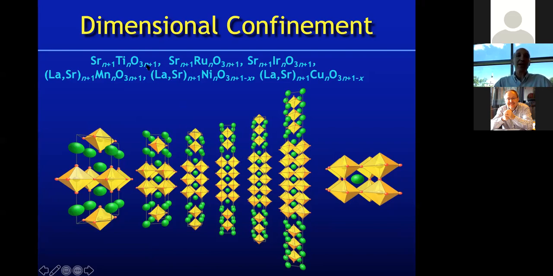And in many systems, drastic changes in properties occur. So an interesting system are the ruthenates. So over here, a ferromagnetic metal. And when you get over here to strontium-2-ruthenium-04, it's a superconductor. Okay. And then there are metamagnetic materials at the transition in between. Of course, the iridates, also very interesting. The manganites, the nickelates, you'll be hearing from Harold about superconductivity.